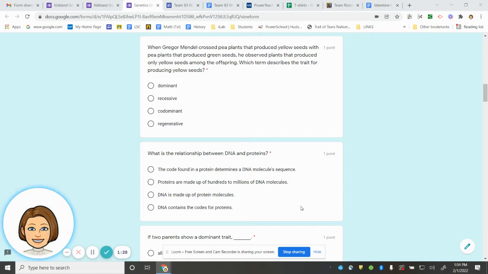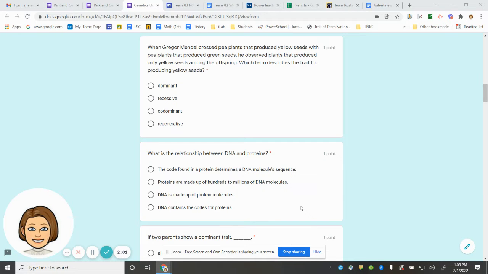Number 5. When Gregor Mendel crossed pea plants that produced yellow seeds with pea plants that produced green seeds, he observed plants that produced only yellow seeds among the offspring. Which term describes the trait for producing yellow seeds? In other words, he crossed yellow seeds with green seeds, and the offspring were yellow. What term describes the trait for producing yellow seeds? Dominant, recessive, codominant, regenerative.